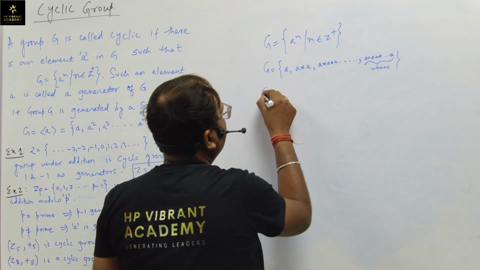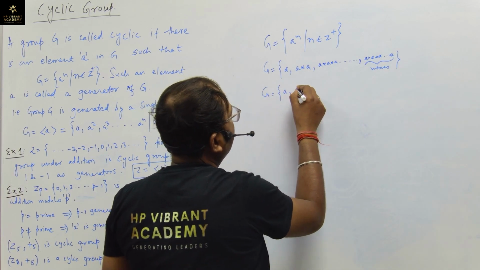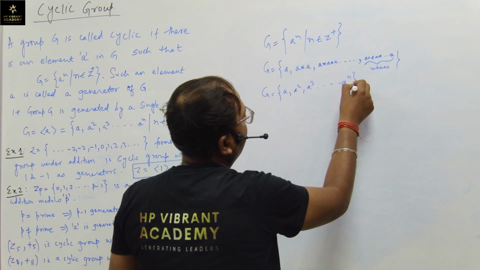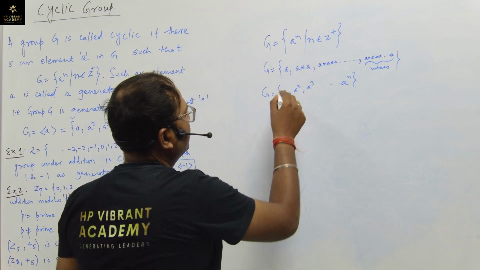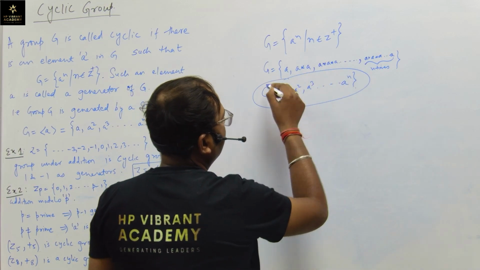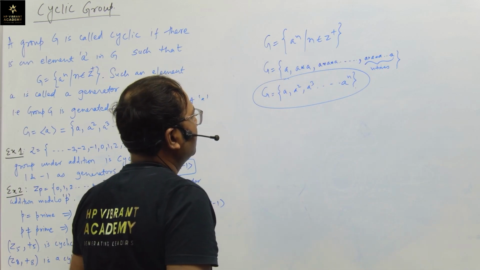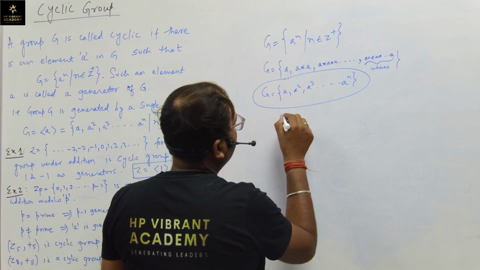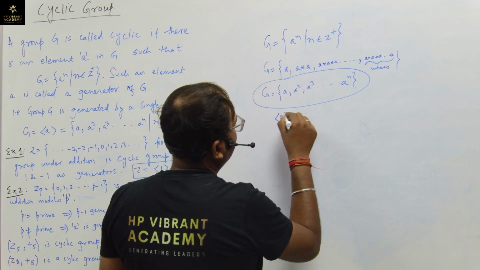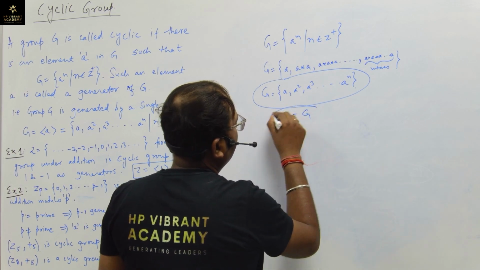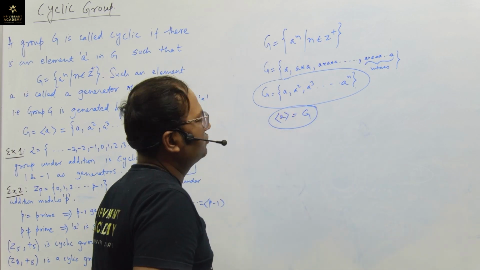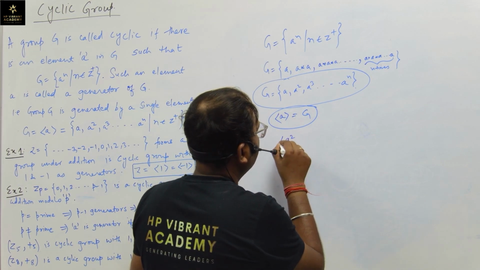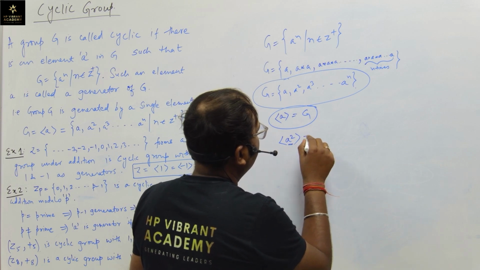So this we can write as G is equal to a, a square, a cube, similarly up to a to the power n. So this is the basic structure of the cyclic group. If a is generating the whole group, then we call a a generator. So this is equal to G: a is the generator of G. If a square is generating the whole group, then a square is the generator, and this is equal to G.